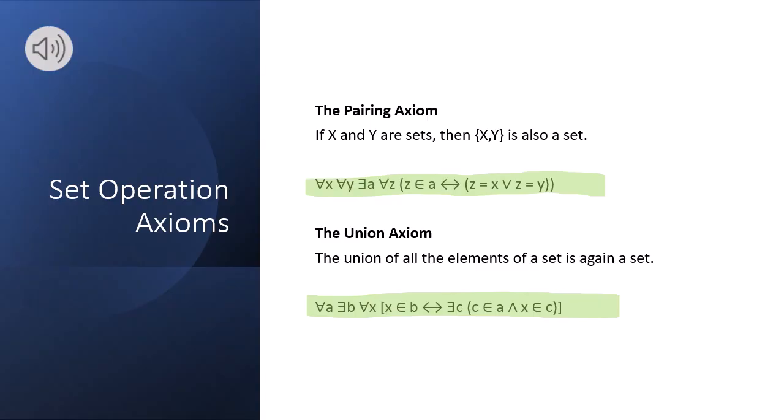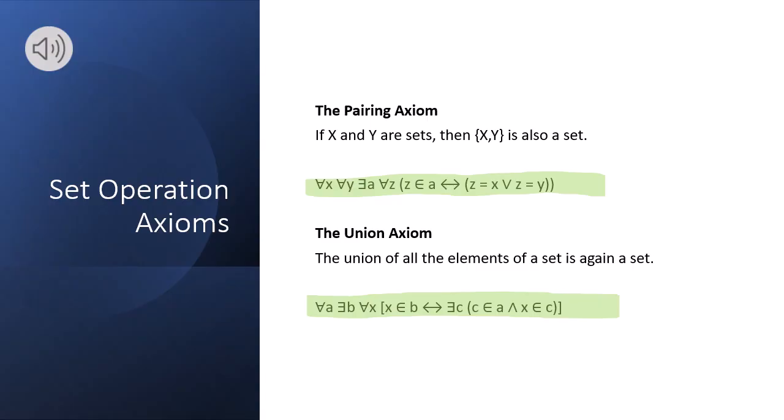So that pairing axiom says for every x and for every y, there exists a set A such that for every element z, z is in A if and only if either z is equal to x or z is equal to y. In other words, this set A that it's asserting to exist is exactly the pair set consisting of the elements x and y, and that's a set with just two elements in it.